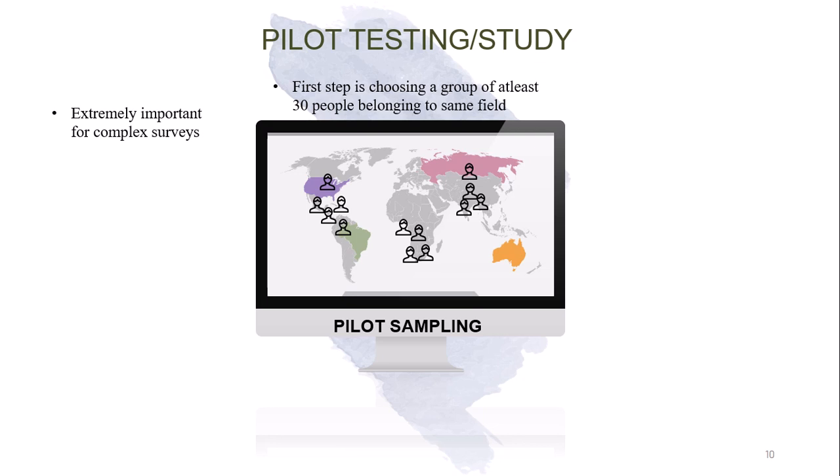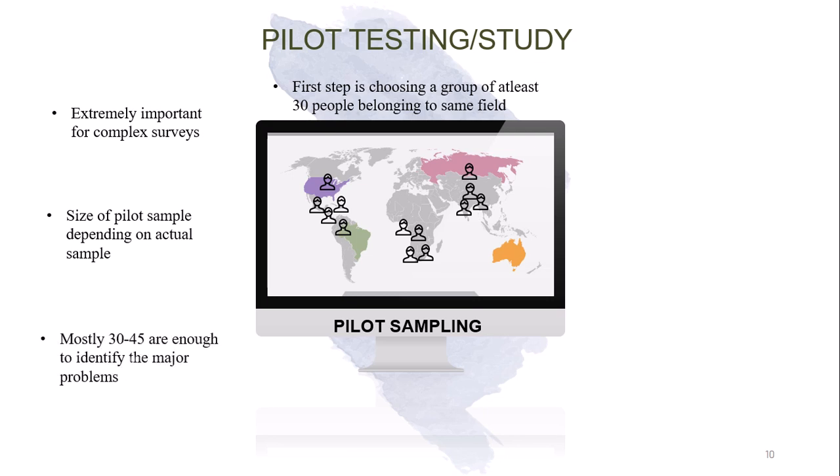For large or complex surveys, it's a good idea to do a full pilot before starting the actual data collection. The size of the pilot depends upon how big your actual sample is and how many data collectors you have. For a typical baseline or endline survey, a sample of around 30 to 50 people is usually enough to identify any major bugs in the system.